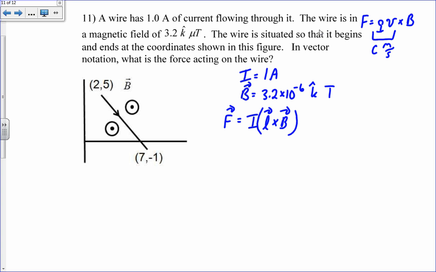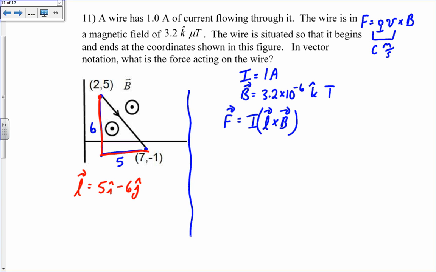Now, I need to figure out what the L vector is. My L vector starts here and goes here. So if I can determine the X and Y components, then I'll have that vector. My Y component goes from 5 to negative 1, so it has a length of 6. And my X component goes from 2 to 7, so it has a length of 5. So my vector is negative 6 in the J direction, plus 5 in the I direction. So L then is 5I minus 6J.